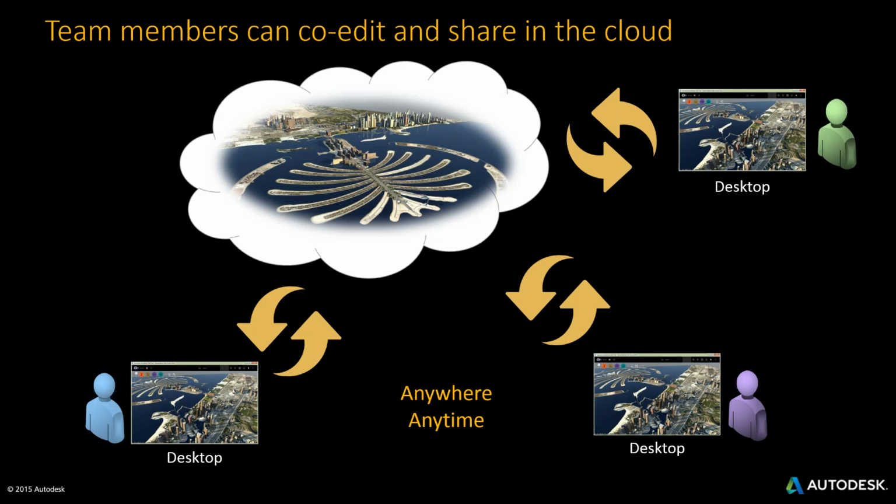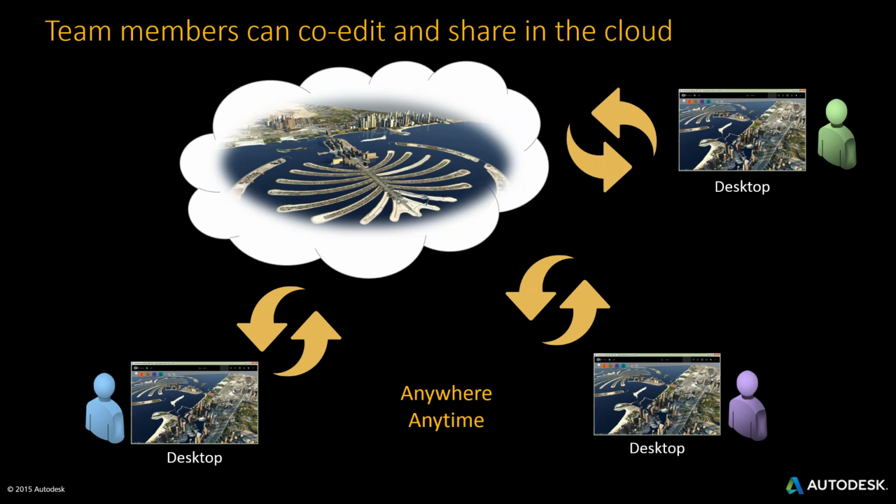The first is between team members that are editing the model. So the model is in the cloud, and each team member has a desktop of InfraWorks 360 installed, so they're working on the desktop version. And so they have full editing capabilities, and they collaborate by syncing with the cloud. They can edit anytime, anywhere, and when they sync, their changes are put into the cloud, and when the next person syncs, their changes go up and the team changes come down.